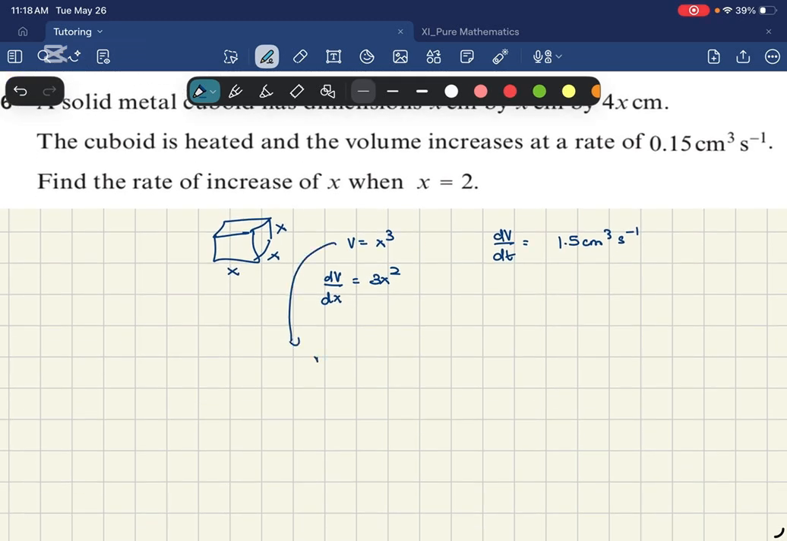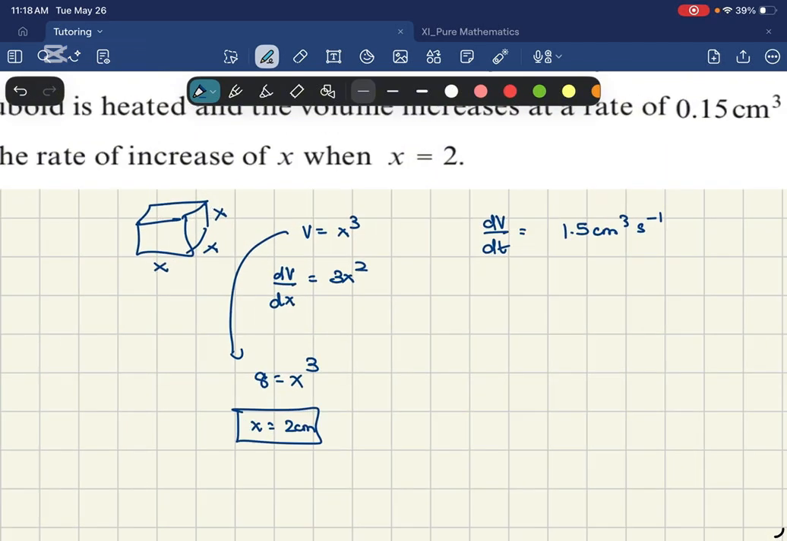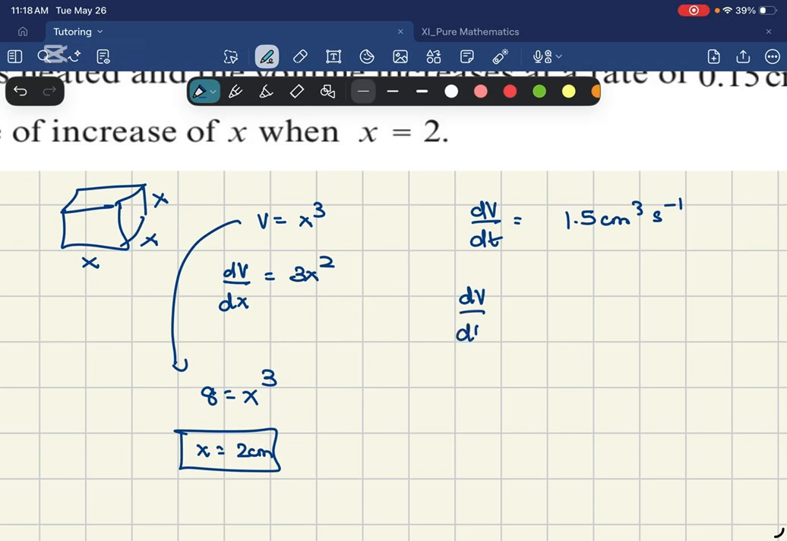So substitute V equals 8 here. And I am going to get x is equal to 2. 2 centimeters. That is my side length. And now dV by dt is just dV by dx times dx by dt. These dx and dx cancel out in theory, just to help you remember, and we get dV by dt, right? Why dV by dx? Because we are defining V with respect to x. So now I have 3x squared and dx by dt. I don't know dx by dt. We are looking for dx by dt, but dV by dt is 1.5 centimeter cubed per second.